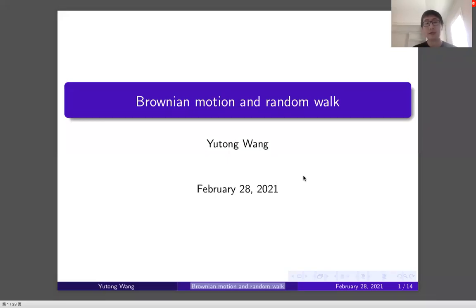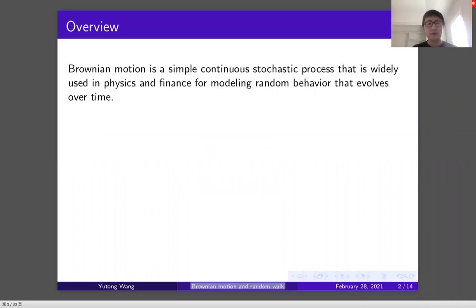So today I want to make a brief presentation about Brownian motion and random walk. So let's see an overview of Brownian motion. Brownian motion is a simple continuous stochastic process. It has many applications in physics, economics, biology, and also mathematical finance, for creating some math modeling and to describe some random behaviors.